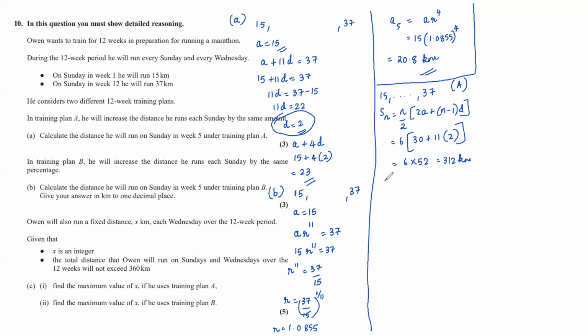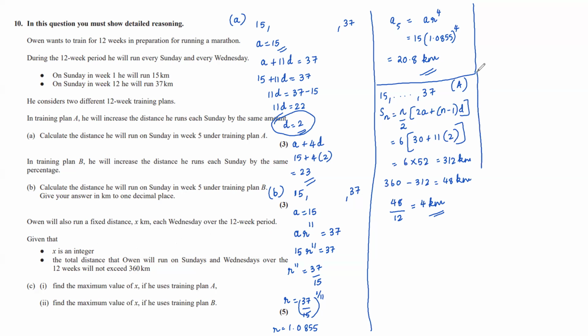Now, from 360, it should not be exceeding 360. 360 minus 312, we will get 48 kilometers. So the remaining distance that he has to cover on Wednesdays is 48, but there are 12 Wednesdays. It's over 12 weeks. So there are 12 Wednesdays. So each Wednesday, he will be running 48 divided by 12, that is 4 kilometers. So the maximum value of X in plan A will be 4 kilometers.